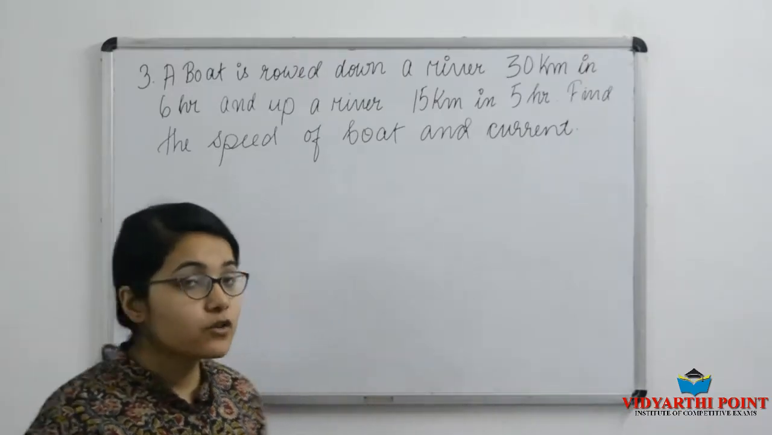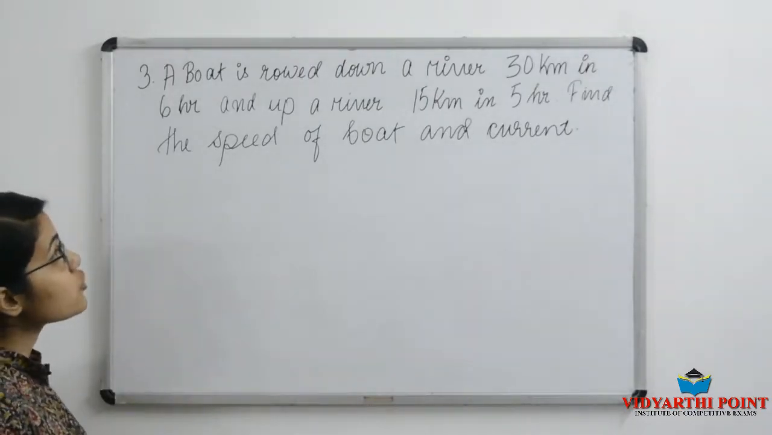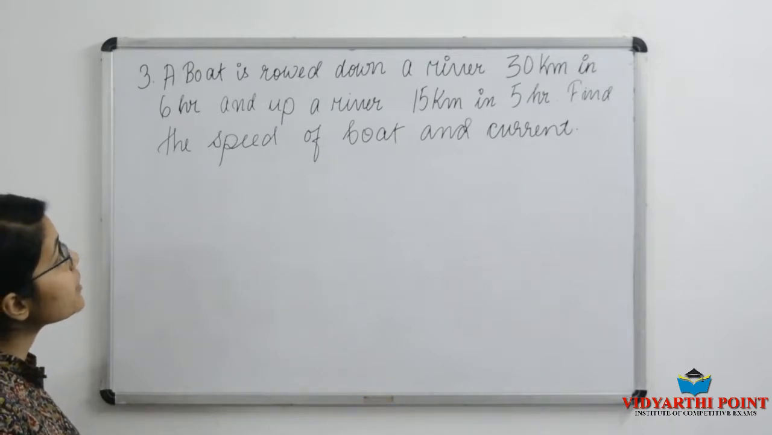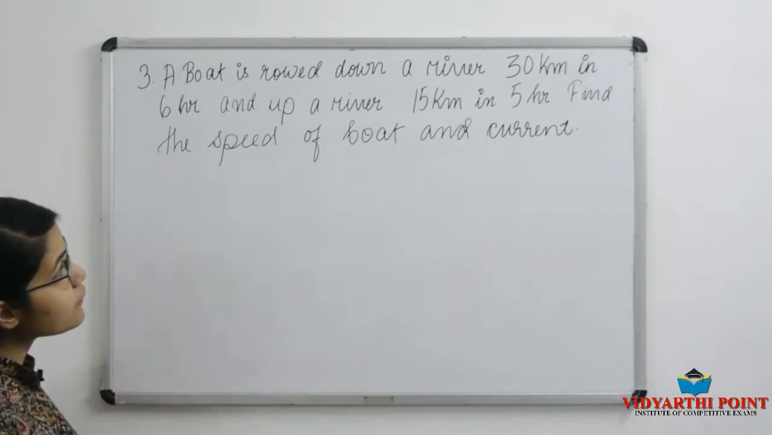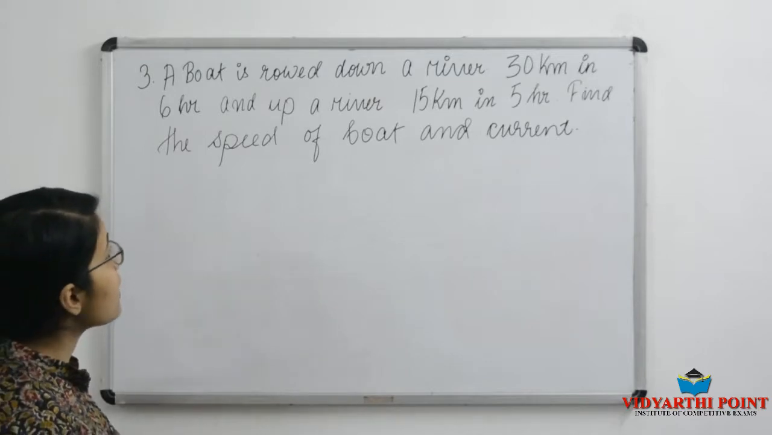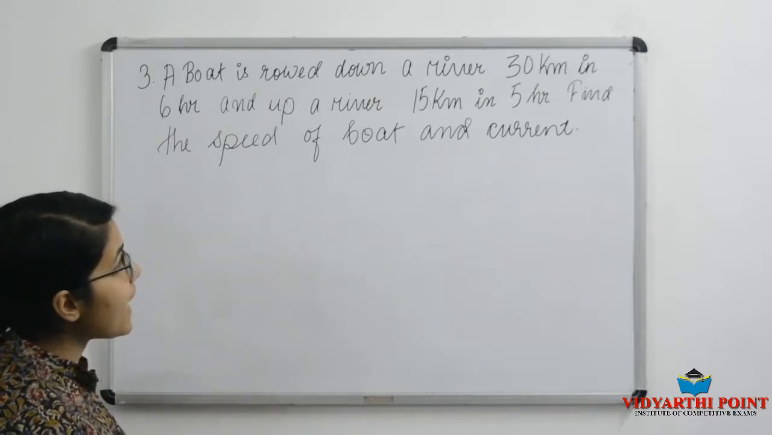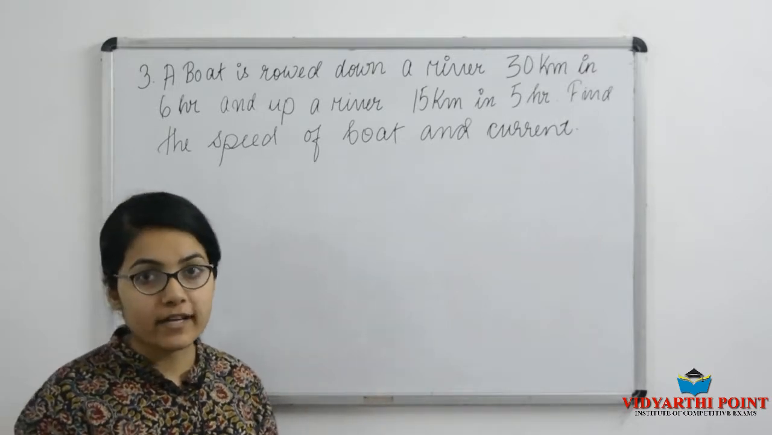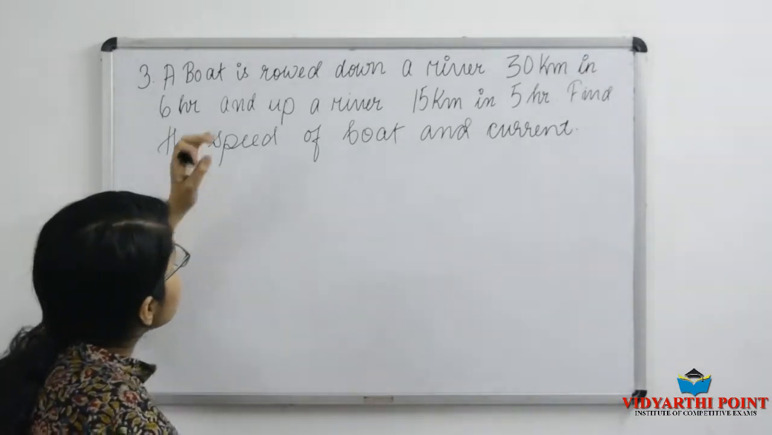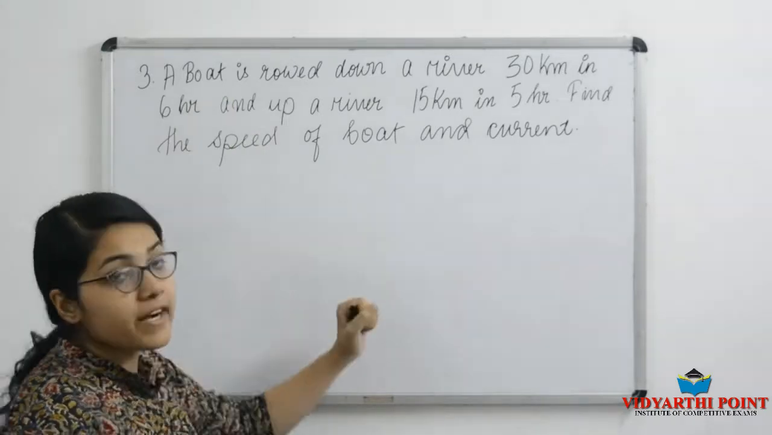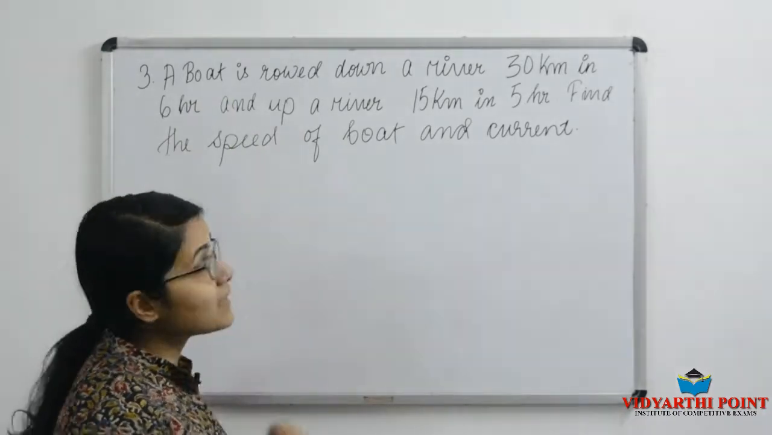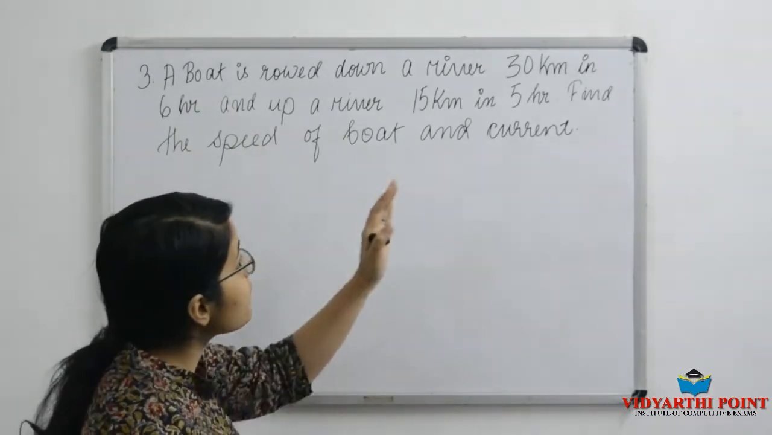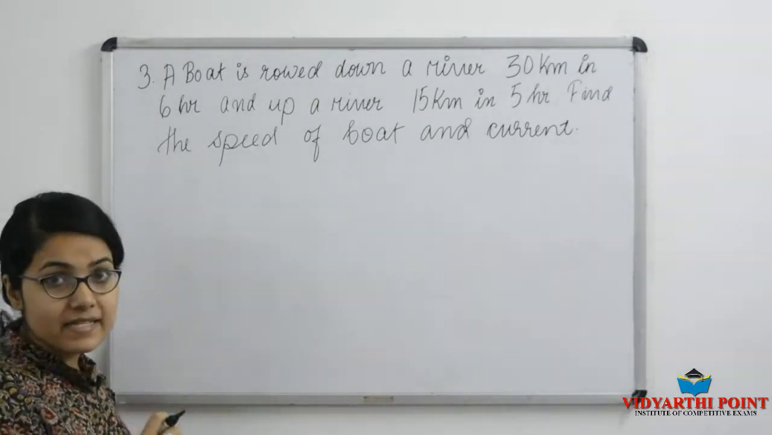Now, let us look at question number 3. A boat is rowed down a river 30 km in 6 hours and up a river 15 km in 5 hours. Find the speed of boat and current. In this question, we have to find both the speed of the boat and current. Here, a boat is rowed down a river. That means this is the downstream speed, which is given: 30 km in 6 hours.